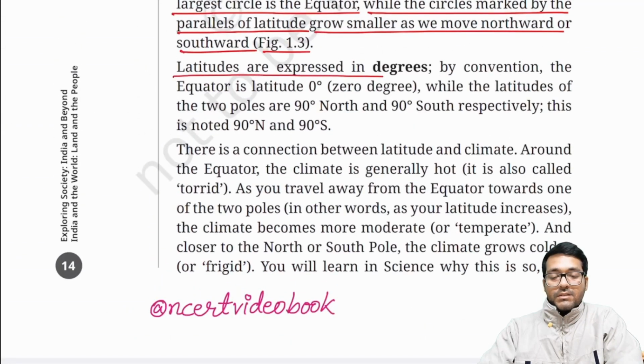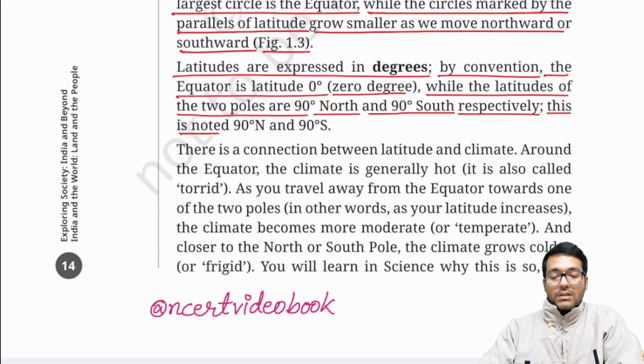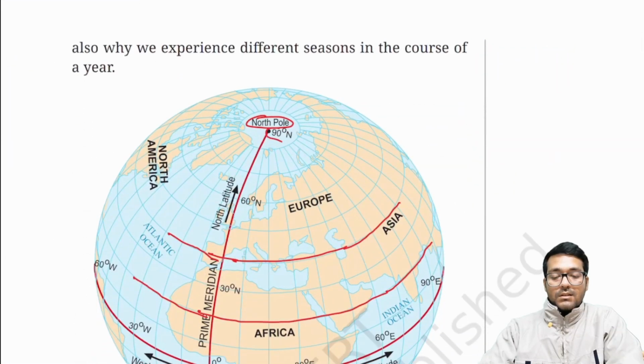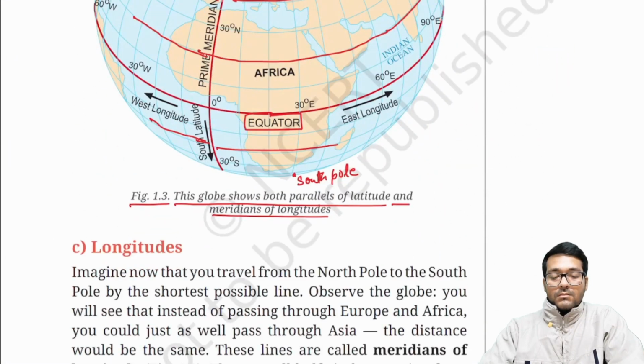Latitudes are expressed in degrees. By convention, the equator is latitude 0 degree, while the latitudes of the two poles are 90 degree north and 90 degree south respectively. This is noted 90 degree north and 90 degree south. You can see it is written here 90 degree north. Similarly, the South Pole will be 90 degree south.